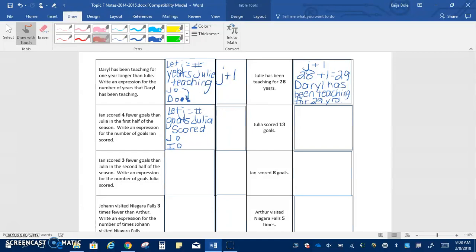But now we know Ian scored 4 fewer goals than Julia. So that means Julia scored more goals. So she's going to get 4 more dots. Right? And to check this, if Ian scored 4 fewer, that makes sense with what we drew there. And we're looking at how to get from Julia to Ian. So to get from Julia to Ian, we'd have to subtract those 4. So it'd be J minus 4 here. And we put that in our last box to solve. And we know Julia scored 13 goals. So it'd be 13 minus 4, which equals 9.